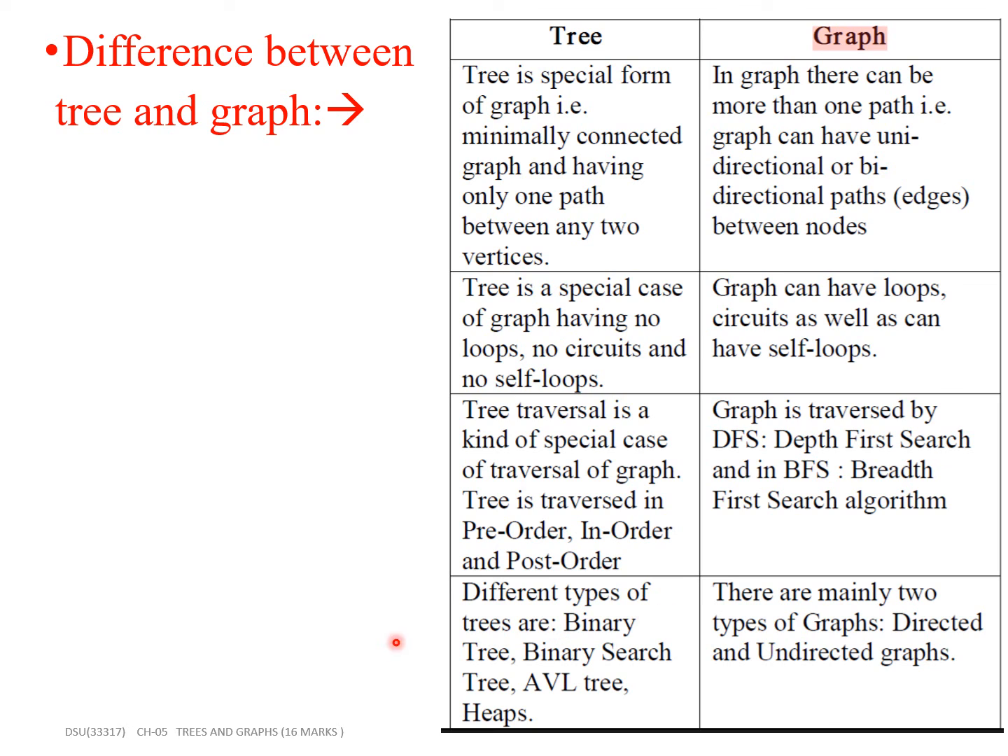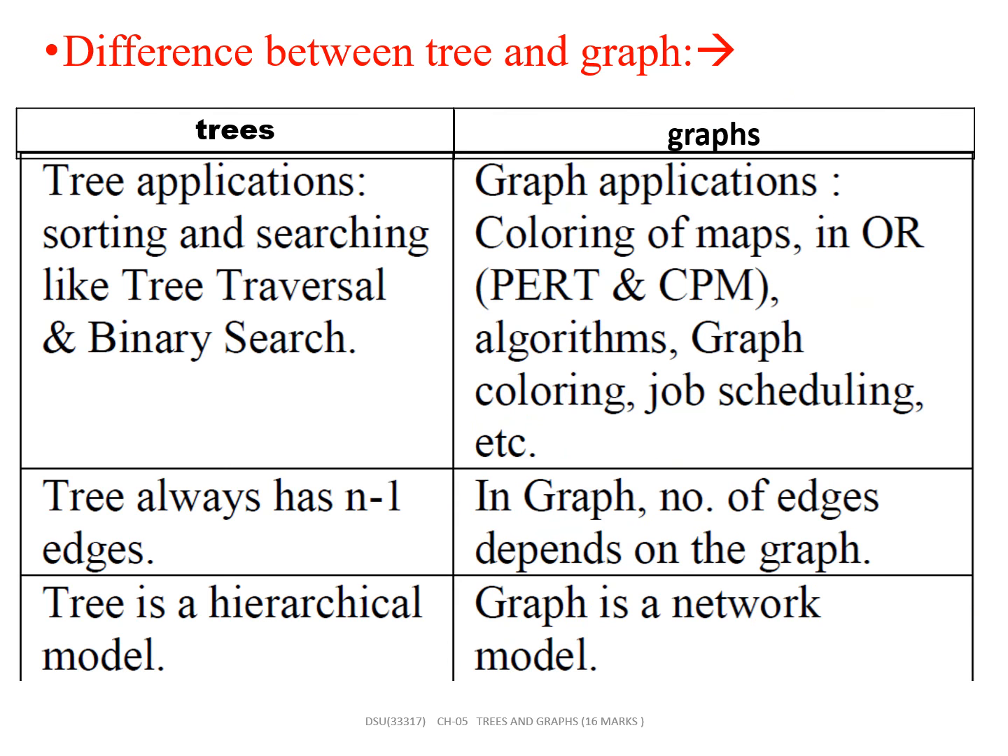Different types of trees are binary search tree, AVL tree, and so on. There are mainly two types of graph, directed graph and undirected graph. Tree applications are sorting and searching, like tree traversal or binary search. Graph applications are coloring of maps, OR, PERT or CPM algorithms, graph coloring, job scheduling, etc. Trees always have n minus 1 edges. In a graph, the number of edges depends on the graph. A tree is a hierarchical model. A graph is a network model. This is the difference between trees and graphs.